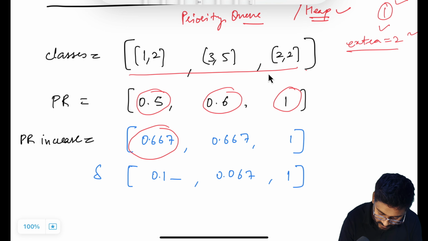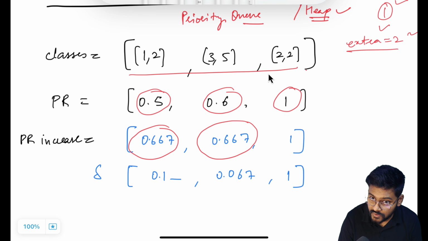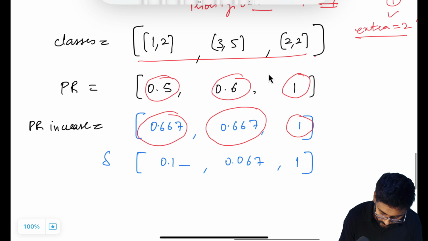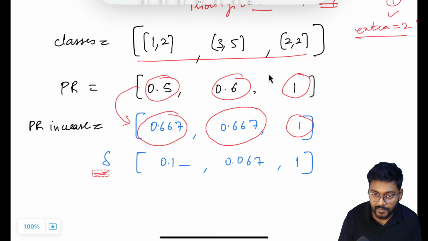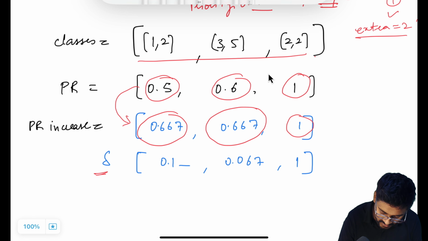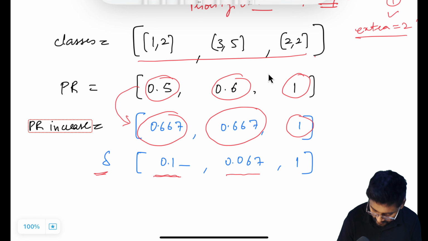If I add that in the second class, passing ratio will be increased to this. If I add that brilliant student in the third class, there is no change in the passing ratio. Now what is the delta? Delta is the increase or change in the passing ratio. So the increase in the passing ratio is of the order of 0.1 something, and this one is 0.067 something, and this is 0. There is no change in passing ratio.